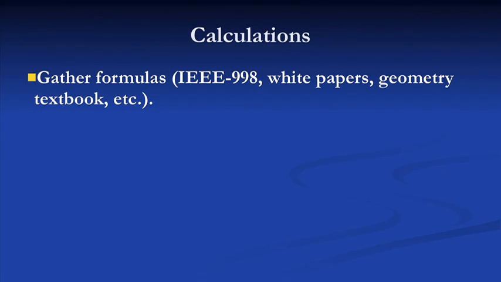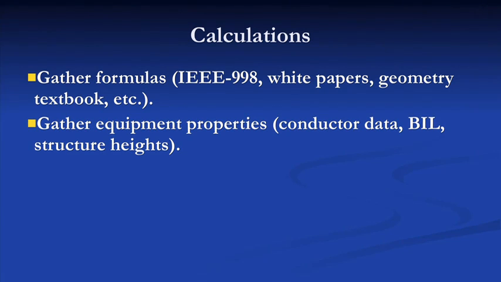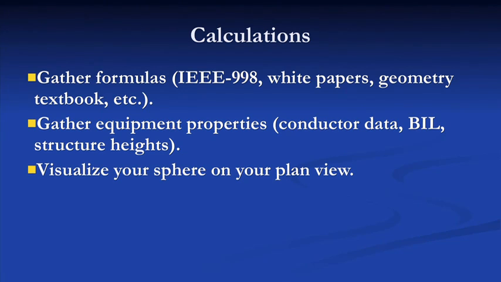All right, so now to do your calculations, you have everything you need. You have your formulas from IEEE and your formulas from white papers such as Mr. Camden's paper. You can get all your equipment information such as your conductor data, your BIL, and your structure heights. You gather all that information, go back through your formulas, and find your old geometry textbook from high school. Gather all your formulas, visualize your sphere, maybe trace it out on a plan view, and perform your hand calculations. You can do that, and I've actually done that here.